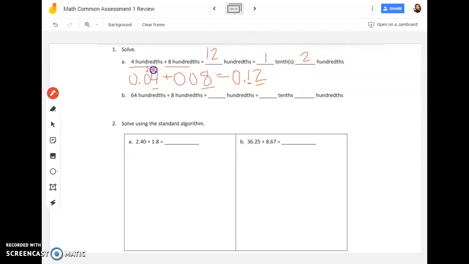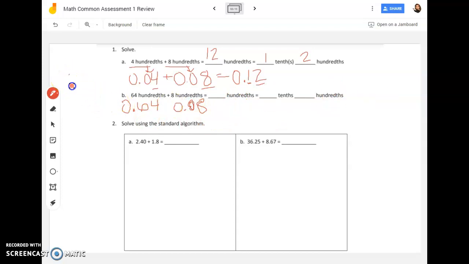I literally took it in word form, wrote it in standard form, and just added them together. I did that mentally in my head. So look right here. Now we have 64 hundredths. So 64, I need my 4 to land in the hundredths place, and it does, plus 8 hundredths. I don't have any tenths, but I have 8 hundredths.